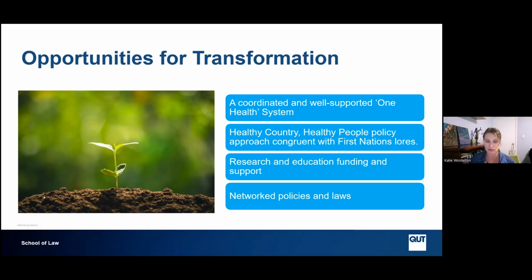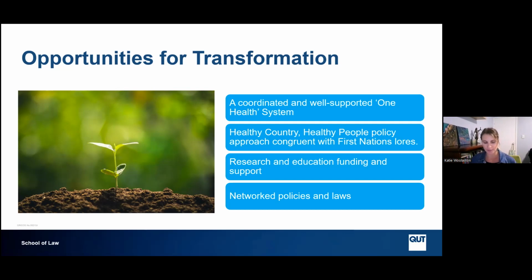So we recommended a new One Health governance body that sits across federal government departments. Unfortunately, the CDC is currently being housed in the Department of Health, but we'll see how that goes. We also recommended that Australia take a healthy country, healthy people policy approach congruent with First Nations laws.